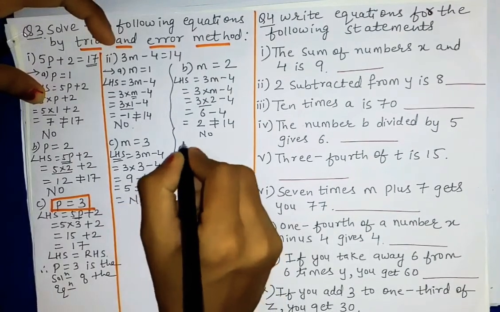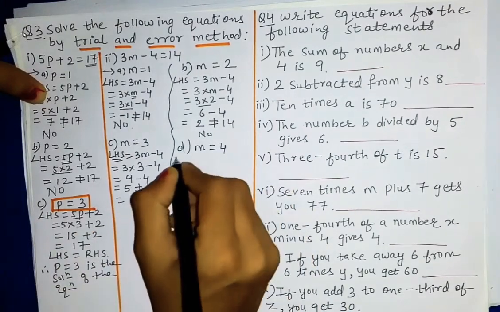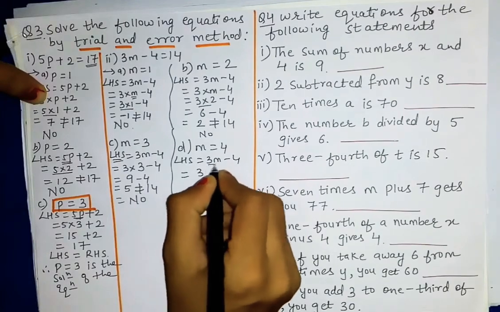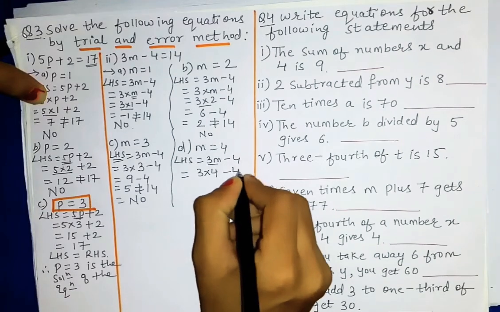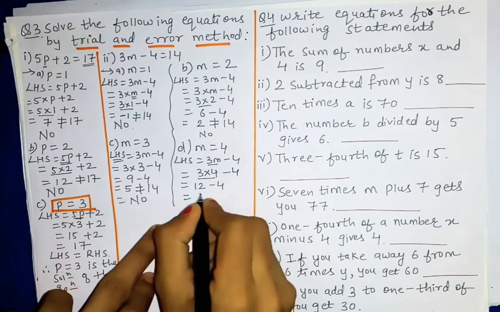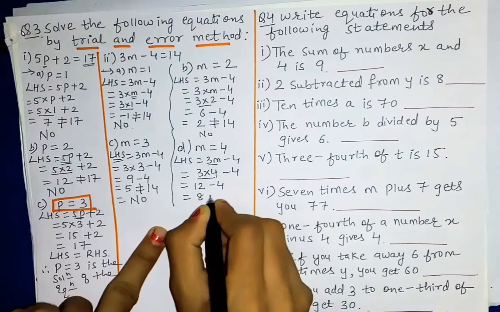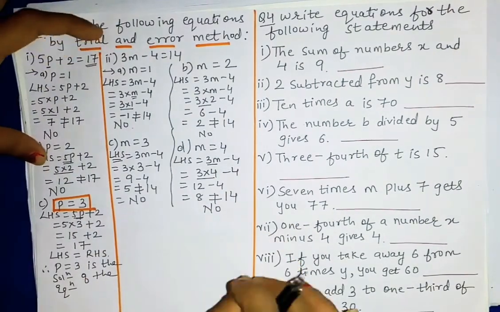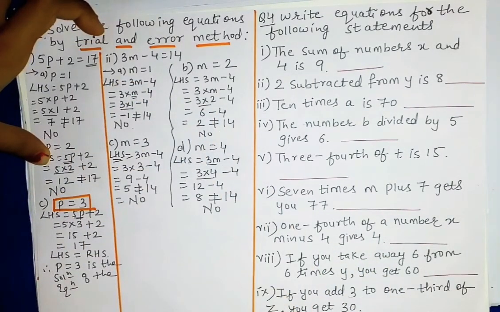Okay. Now fourth value I will take. So now I am taking m equal to 4. Again LHS part is 3m minus 4. So 3 into m, and m I have chosen 4. So 3 into 4 minus 4. So 3 fours are 12 minus 4. So 12 minus 4 is 8. Okay. I got 8 and the RHS part is 14. So 8 is not equal to 14. So this is also not the correct value. Now I have tried 1, 2, 3, 4 and I have not got the answer yet.